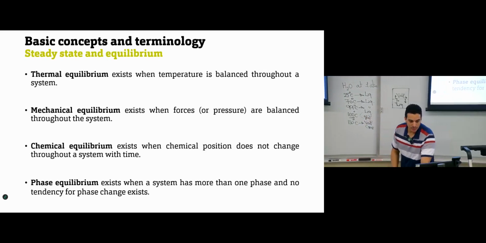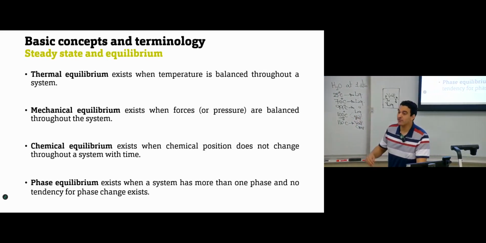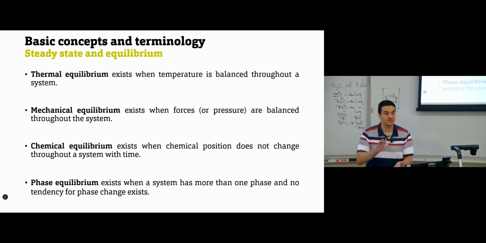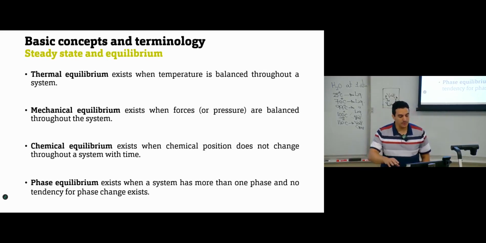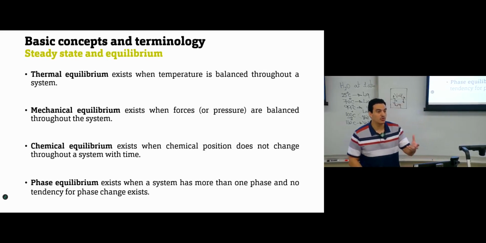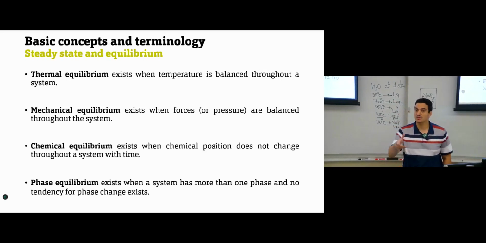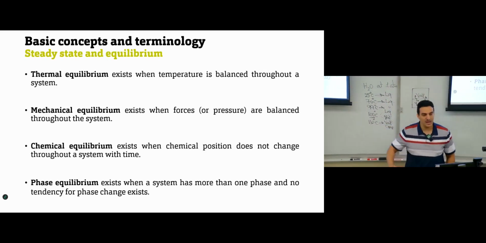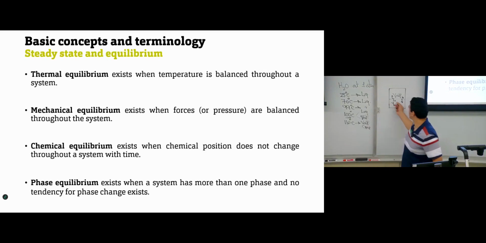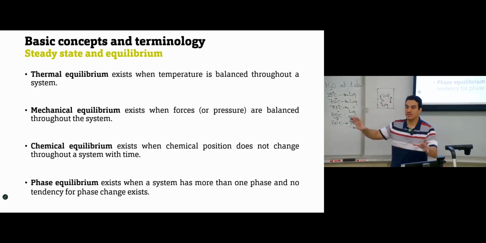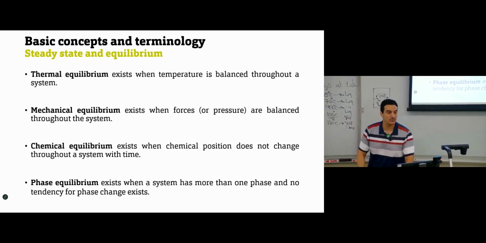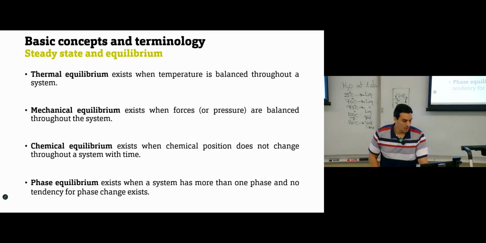Mechanical equilibrium exists if forces or pressures are balanced throughout the system. All the forces, all the pressures affecting the system are almost equal. Chemical equilibrium regards the chemical composition or the concentrations. This is the driving force for it. And at the end, we have phase equilibrium, similar to what was discussed here, if two phases exist at the same time together. Okay?